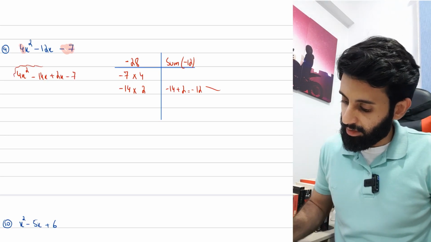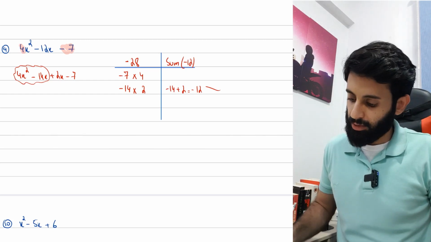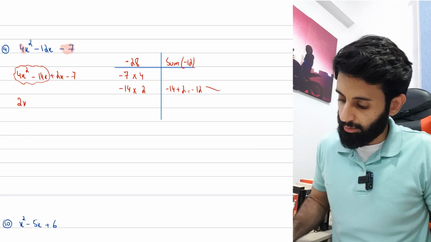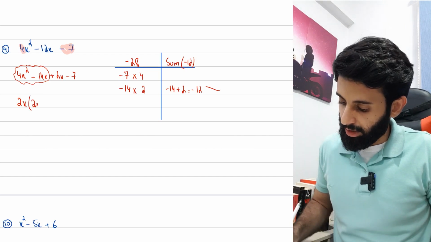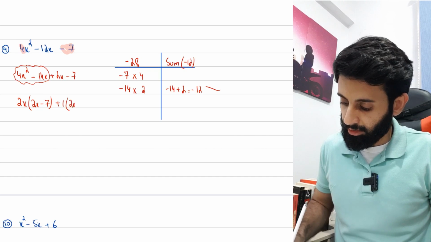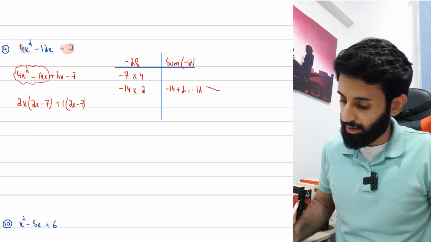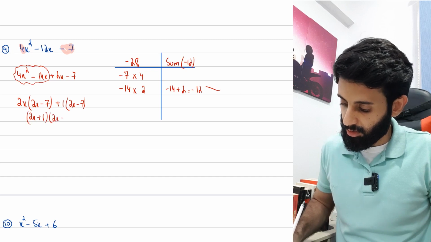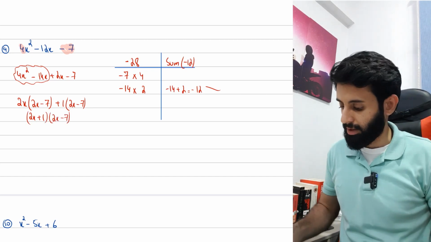So what should you factor out from 4x squared minus 14x? Well, they're both even, so that means they're both multiples of 2, and we can also factor out x. So you're looking at 2x minus 7. And then in the next pair of terms, there's absolutely nothing that you can factor out, so you'll just write plus 1 and then 2x minus 7. So you're looking at 2x plus 1 times 2x minus 7, and again, this is the point where you stop.